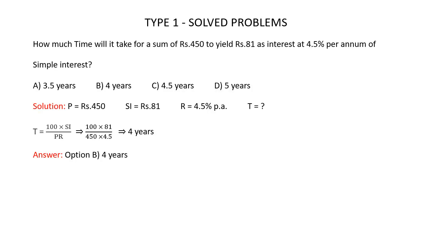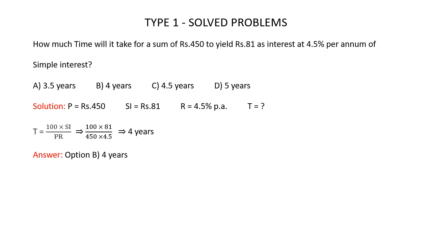Let's solve a few problems of type 1. Type 1 is questions where the principal, simple interest and rate of interest are given. How much time will it take for a sum of rupees 450 to yield rupees 81 as interest at 4.5% per annum of simple interest? Here you are given 4 options and you have to find out which of these options is the correct one.